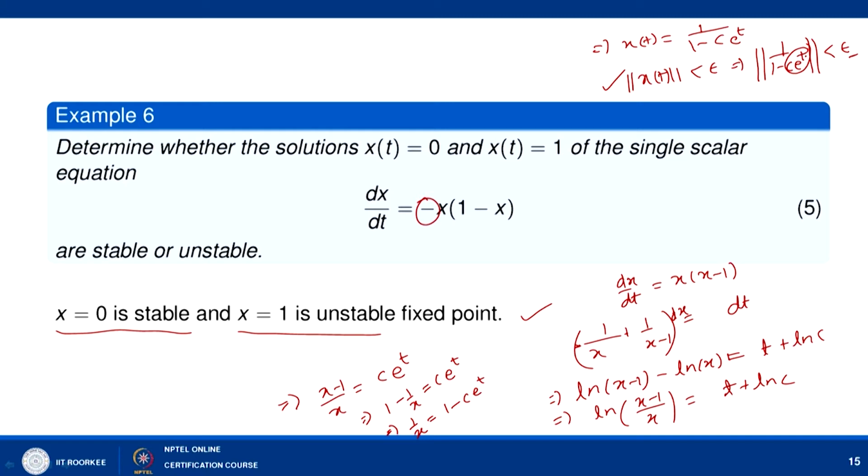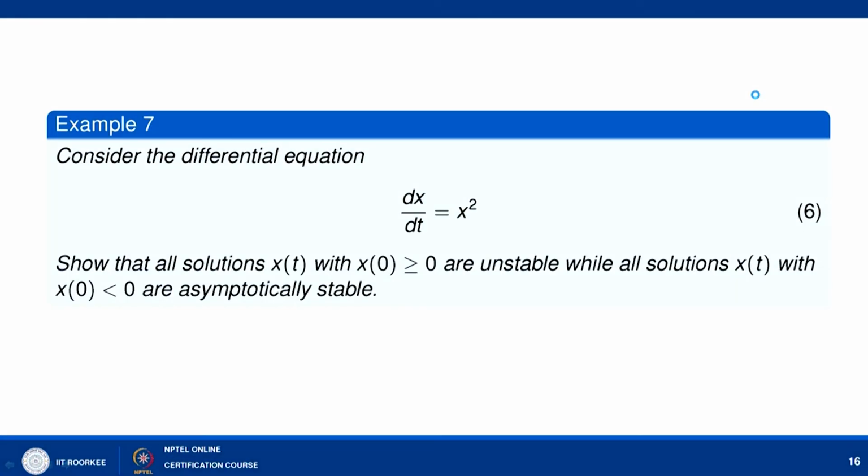This corresponds to the case of x(t) identically equal to 0. So, in this case the zero solution is a stable solution, and I leave it to you to prove that x(t) identically equal to 1 is an unstable solution. Now, look at the next problem.